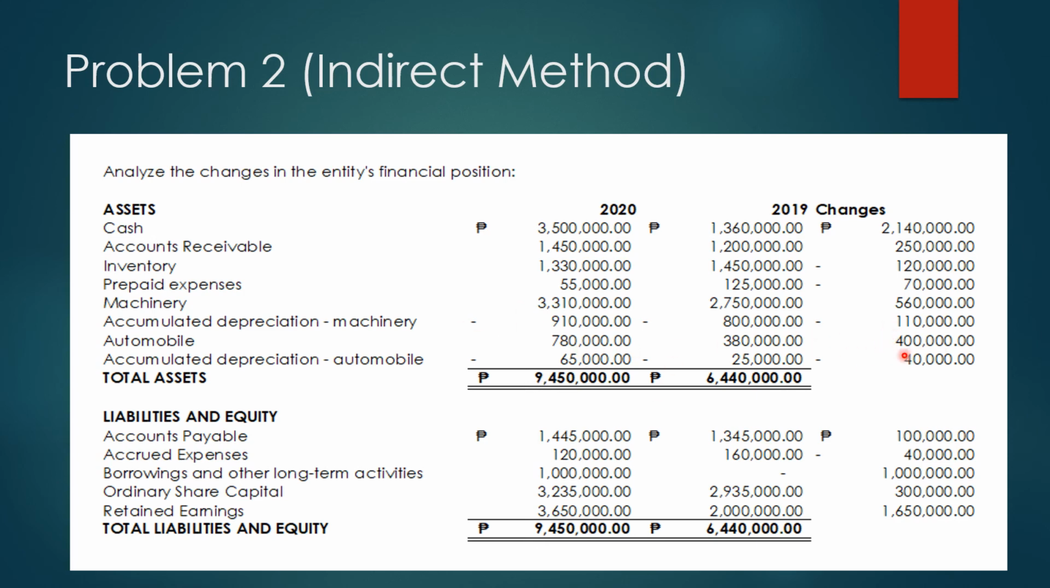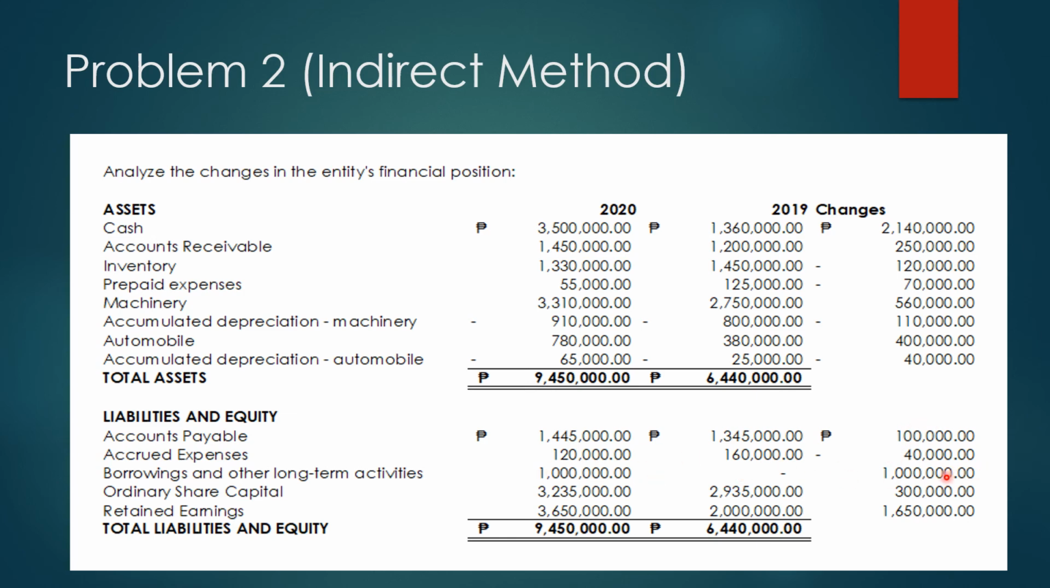The automobile, isa pa tong question. Ma'am, hindi naman tumataas yung value ng sasakyan. Bakit may positive change ka dyan? Again, sabi doon sa number 4, bumili daw ng bagong automobile si ABM company. So, that's why. Masasabi natin na yung value ng new automobile is 400,000. And of course, you have your depreciation. So guys, dito, makikita mo yung total assets is equal to your total liabilities and equity. It conforms with the accounting formula na asset equals liabilities plus capital. So for your liabilities and equity, same din. Subtract mo siya to arrive at the change.